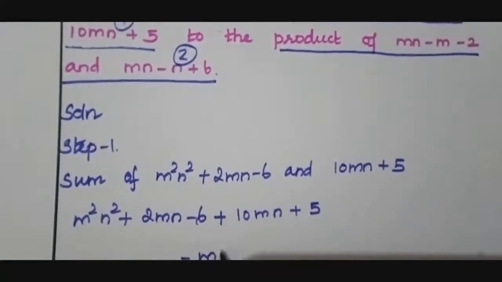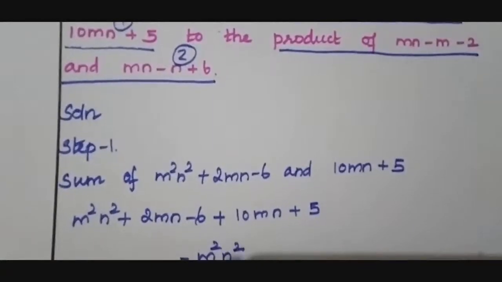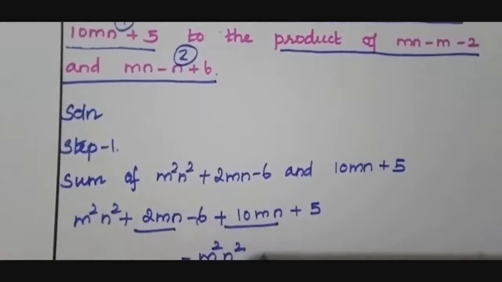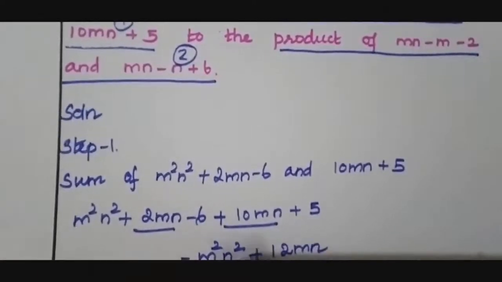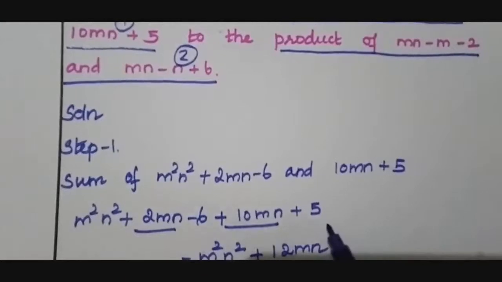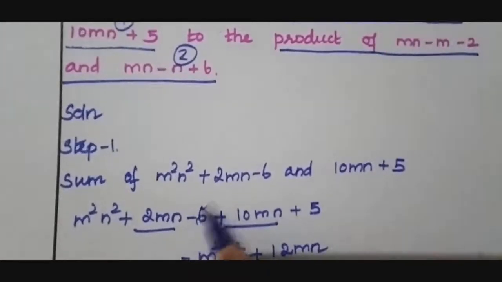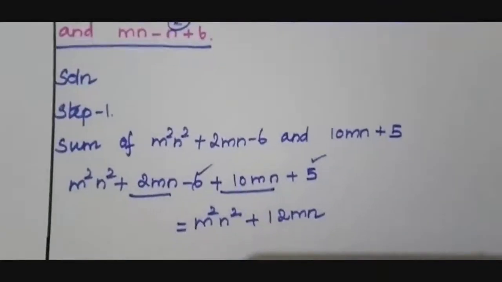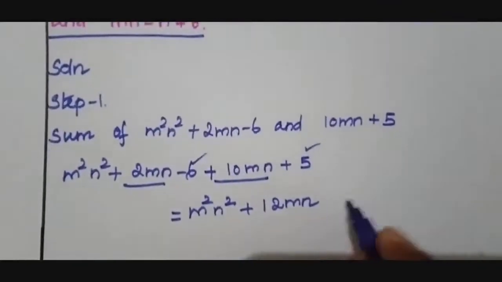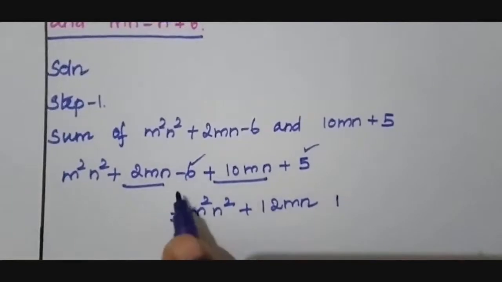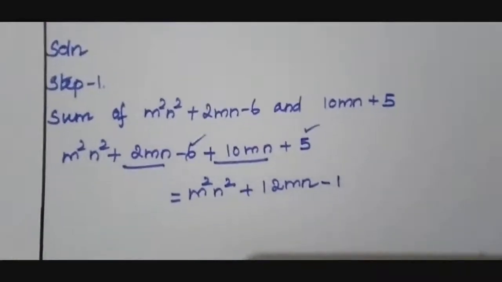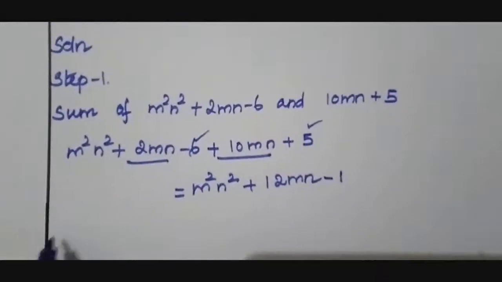Now this becomes m square n square plus 2mn and plus 10mn becomes 12mn. Here it is minus 6 and plus 5. When it is in two different signs, you should subtract and write the greater number sign. So here the difference between 6 and 5 is 1 and the greater number sign is negative. So this is minus 1. So this is step 1 answer.